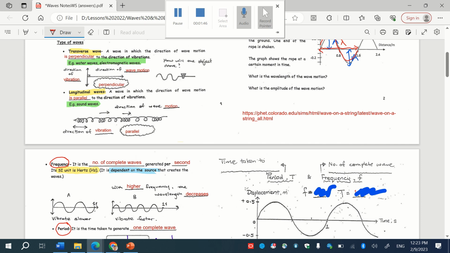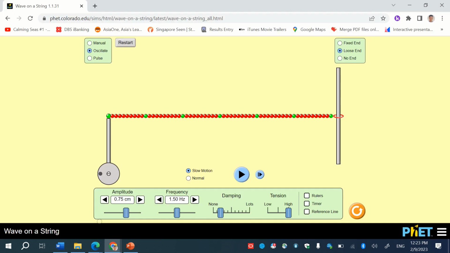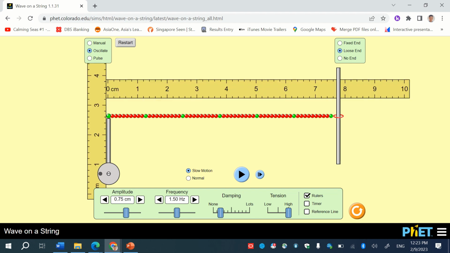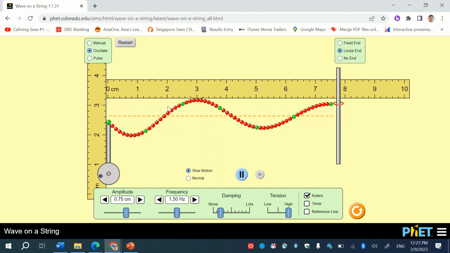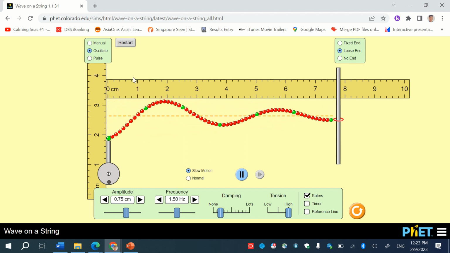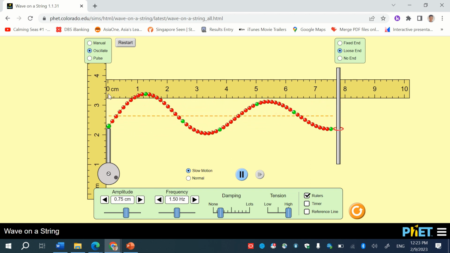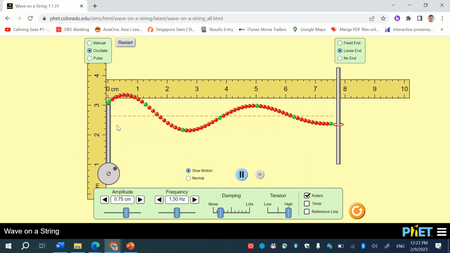If I can show you a very simple demo here, take a look at this demo. I take a ruler to measure wavelength. Take a look at how the wave is created. This is a transverse wave: the wave motion is moving this way and is perpendicular to the direction of vibration. So there you have a transverse wave.